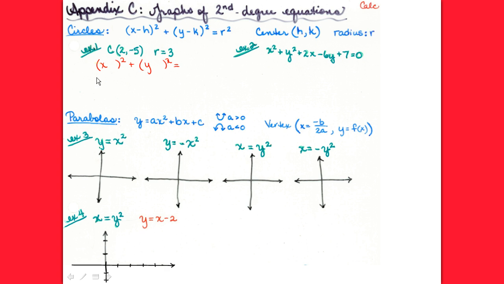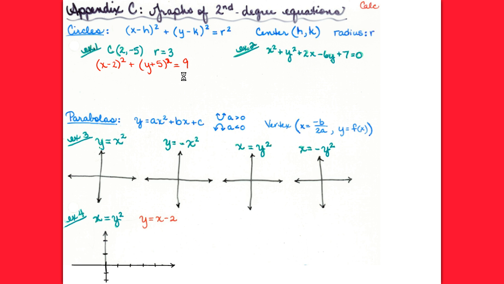X minus 2, y plus 5. And then over here, on the other side of my equal sign, for my radius squared? 9. So that would be the standard form of my equation.